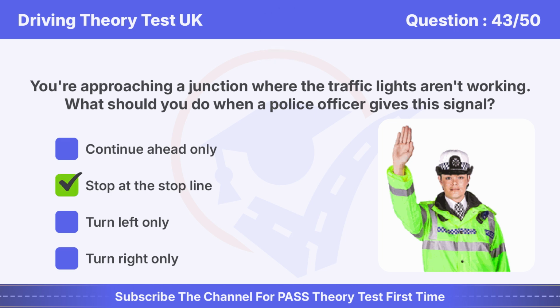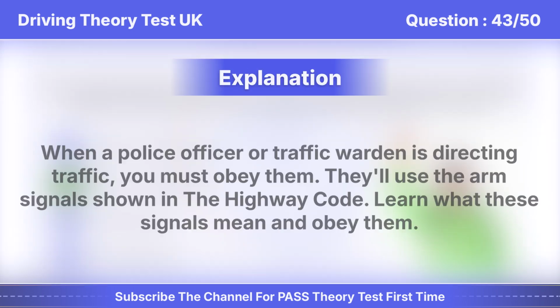Answer is B. Stop at the stop line. When a police officer or traffic warden is directing traffic, you must obey them. They'll use the arm signals shown in the Highway Code. Learn what these signals mean and obey them.